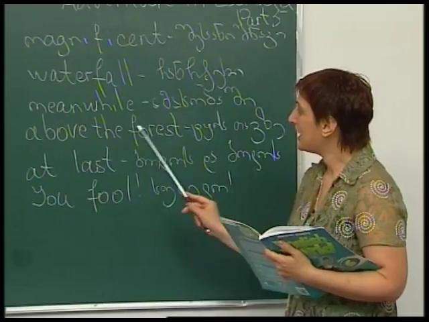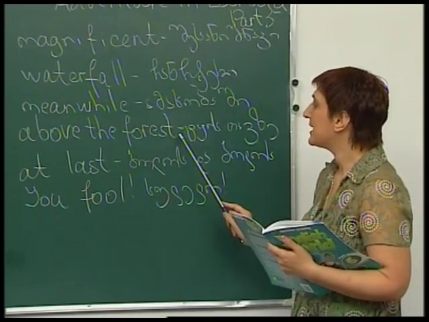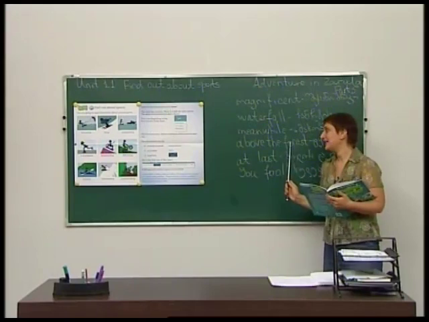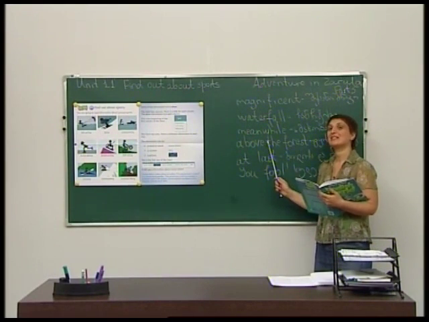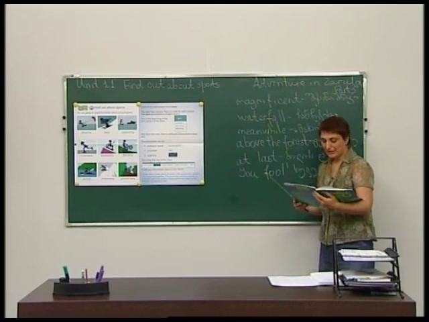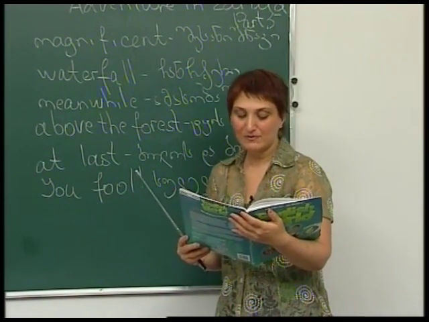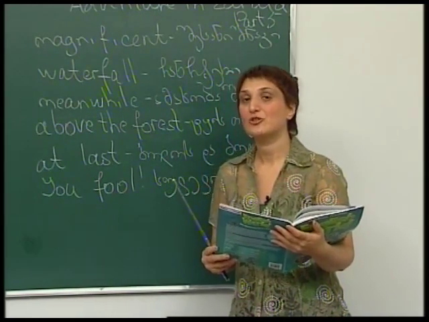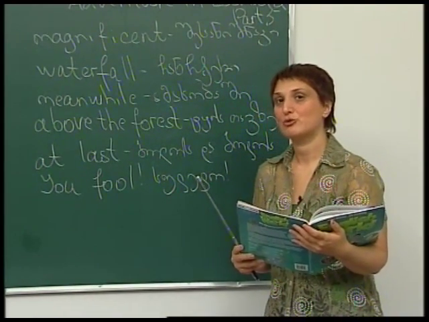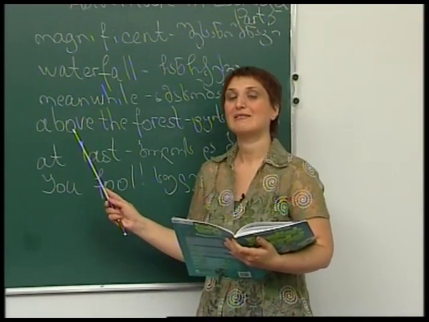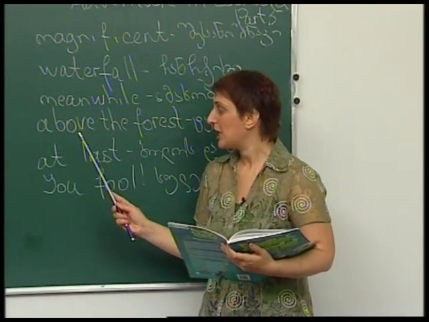Then we have above the forest. It's ტყის თავზე, you know, forest is ტყე, and above means ზევით, თავზე. So here you can see we have, why are those parrots flying above the forest? So above, this is თავზე, ზემოთ.